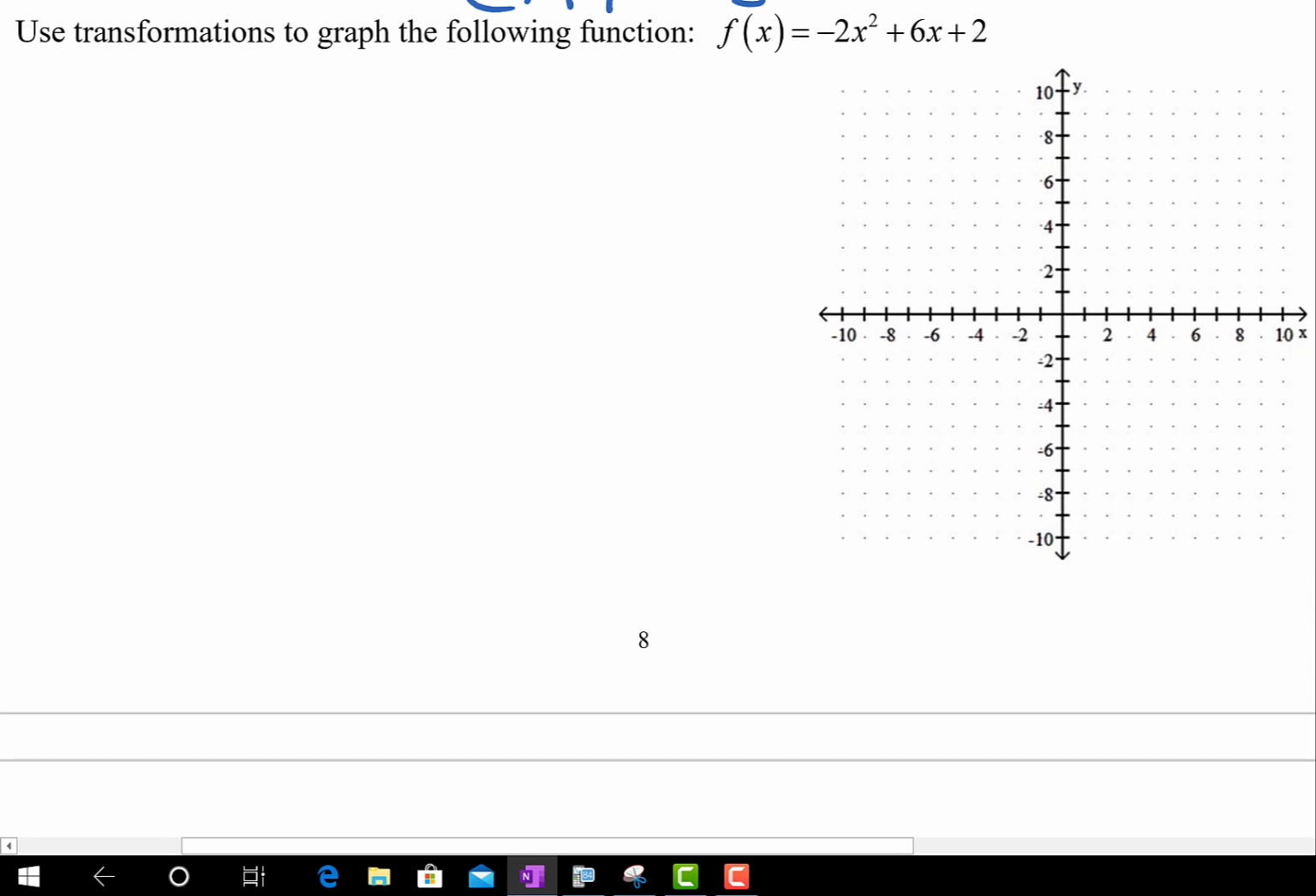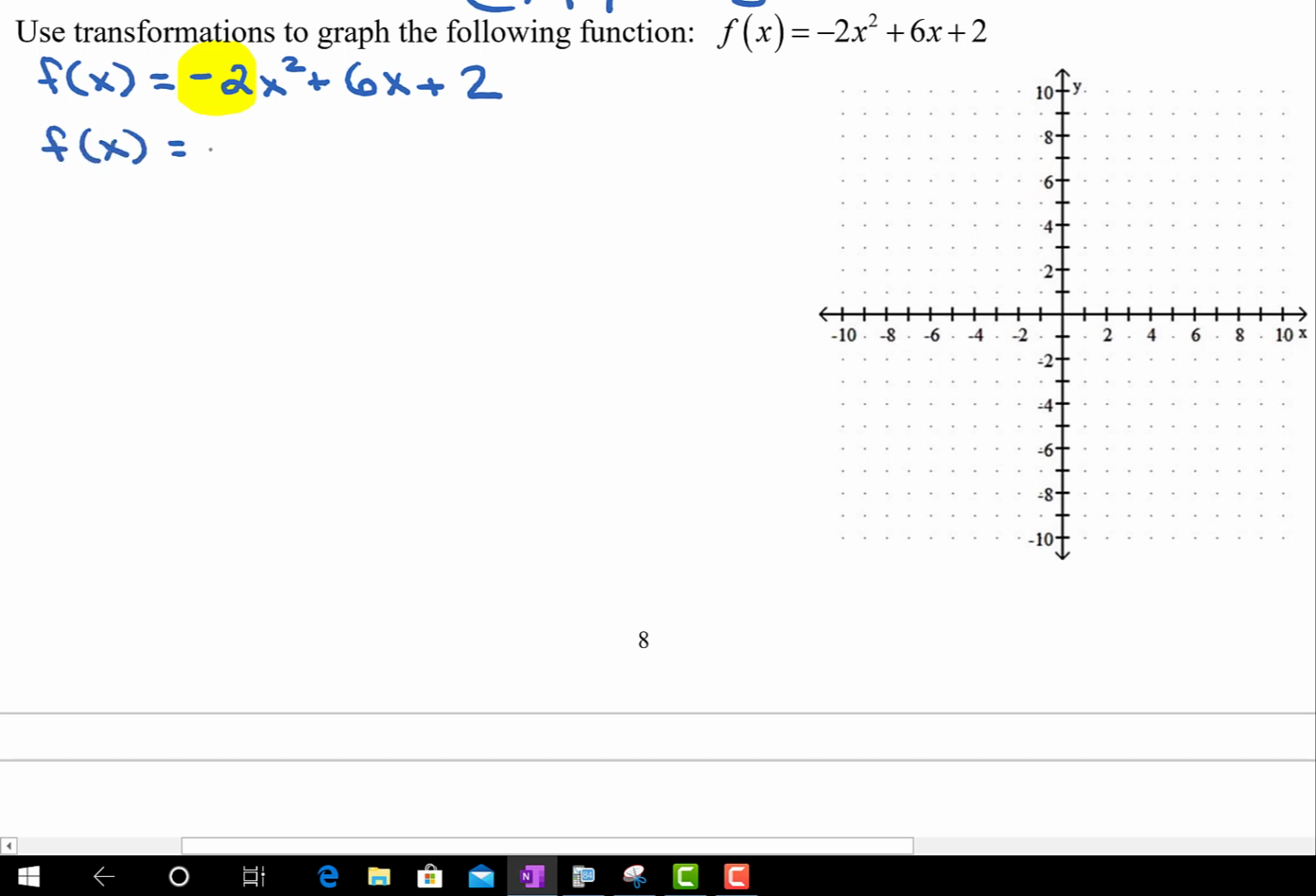Yay! Everybody loves to complete the square, so this will be lots of fun. Okay, let's go ahead and see what we need to do here. I've got f of x is equal to negative 2x squared plus 6x plus 2. And you see this negative 2 for our a? What we're going to do with that negative 2 is factor out a negative 2 just from the first two terms that we have here. So I'm not going to factor it out from the 2 at the end, just from the first two terms.